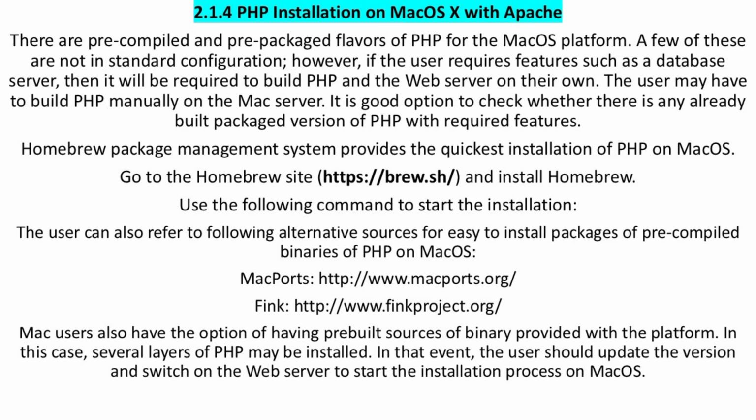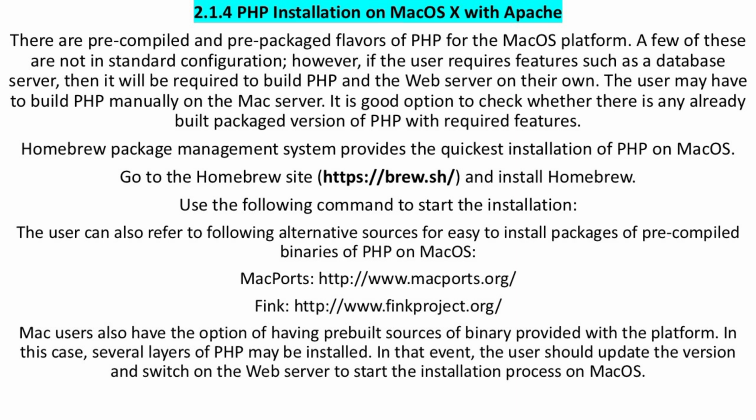It's always a good idea to first check whether your Mac already has a pre-built packaged version of PHP that includes the required features. If it doesn't, then you'll need to install or build PHP yourself. The easiest and quickest way to install PHP on Mac OS is by using the Homebrew Package Management System. To do this, visit the official Homebrew website at https://brew.sh and install Homebrew. Once it's installed, you can open the terminal and use the appropriate command to start the PHP installation process.